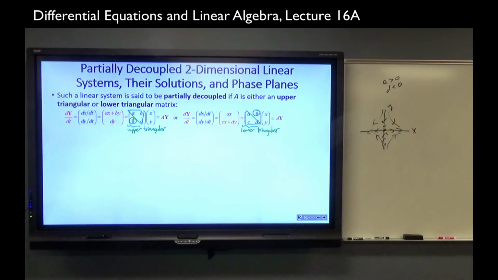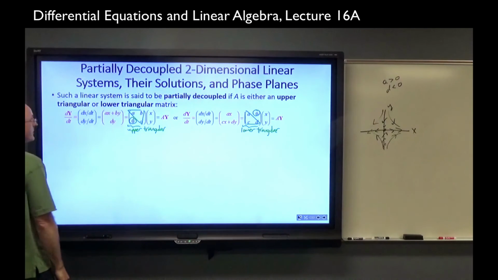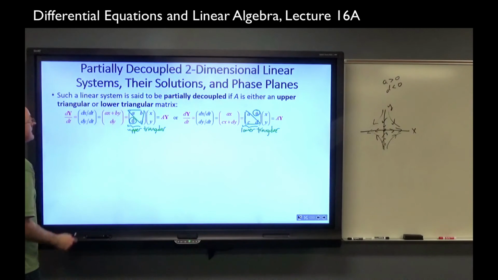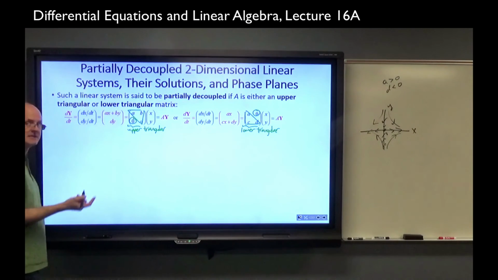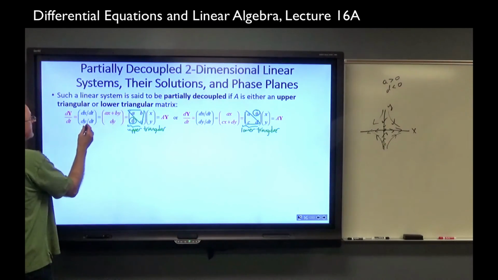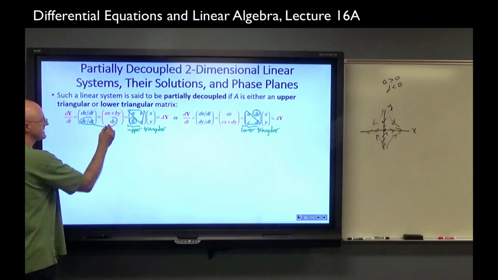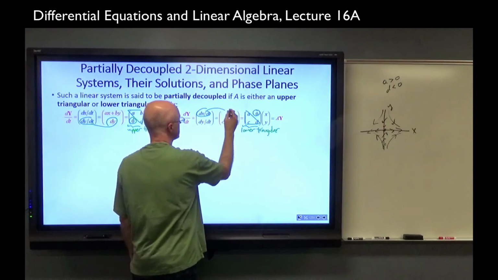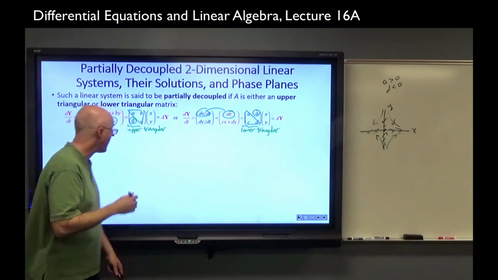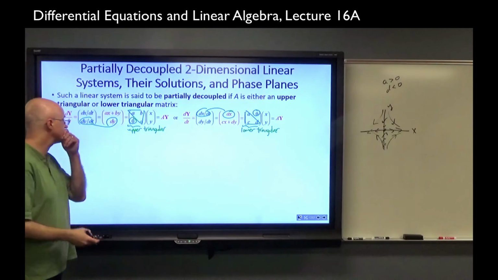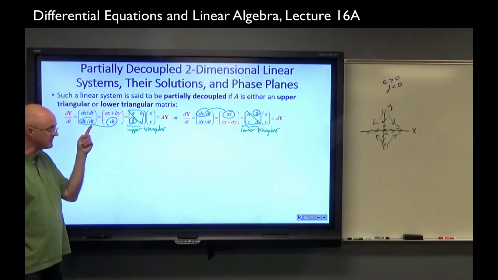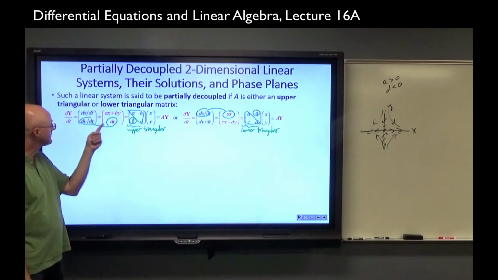These are special matrices as well, and they're special differential equations. They're called partially decoupled. Why? Well, because one of the equations doesn't involve the other variable. With an upper triangular matrix, dy/dt's equation doesn't involve x. And with a lower triangular matrix, dx/dt's equation doesn't involve y. And that means to solve these equations, like with this upper triangular example, you could solve this one first.